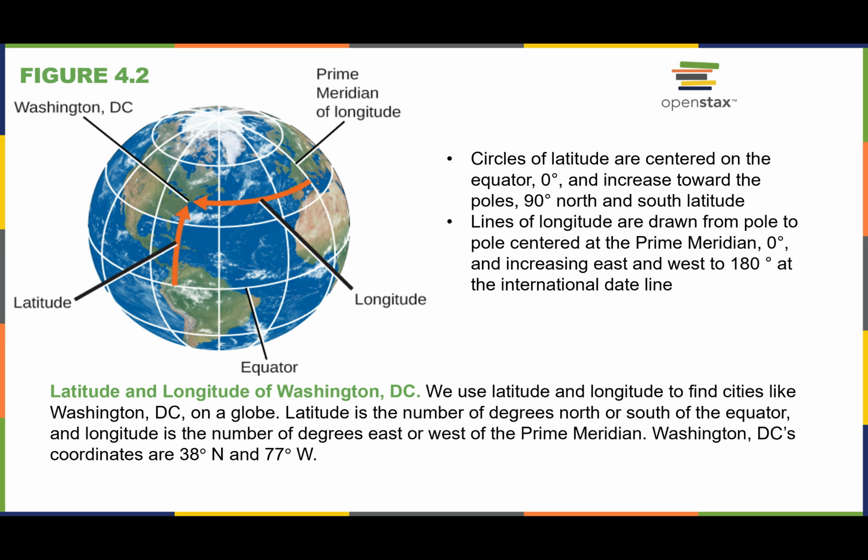What are these? I'm going to find the prime meridian. It's over here. Here's 0. So what are these if we go east or west of the prime meridian? Those are called longitudes. Very good.